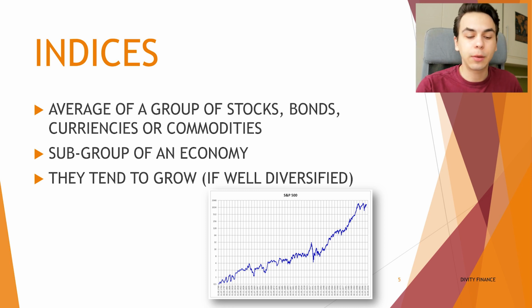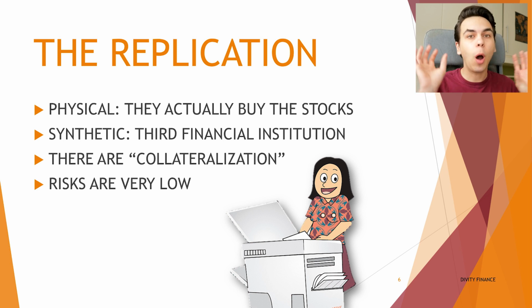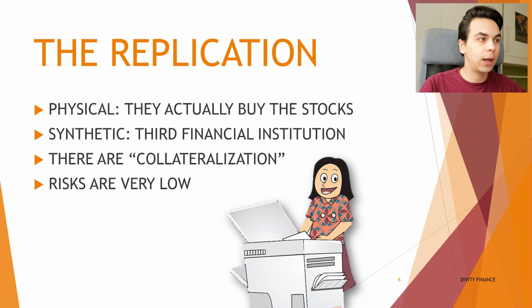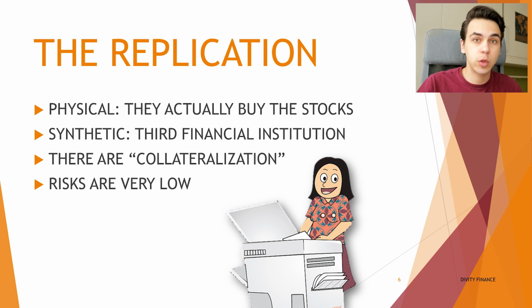Okay, now let's talk about the replication. We said that there is a physical replication, a synthetic replication, but let's talk about them a little bit. So, what is the physical replication? Physical replication is where the company that makes the ETF decides to actually buy all the stocks that are inside the index. So they look at the index, they see, okay, I need to buy this, and I actually go on the market and buy those stocks.